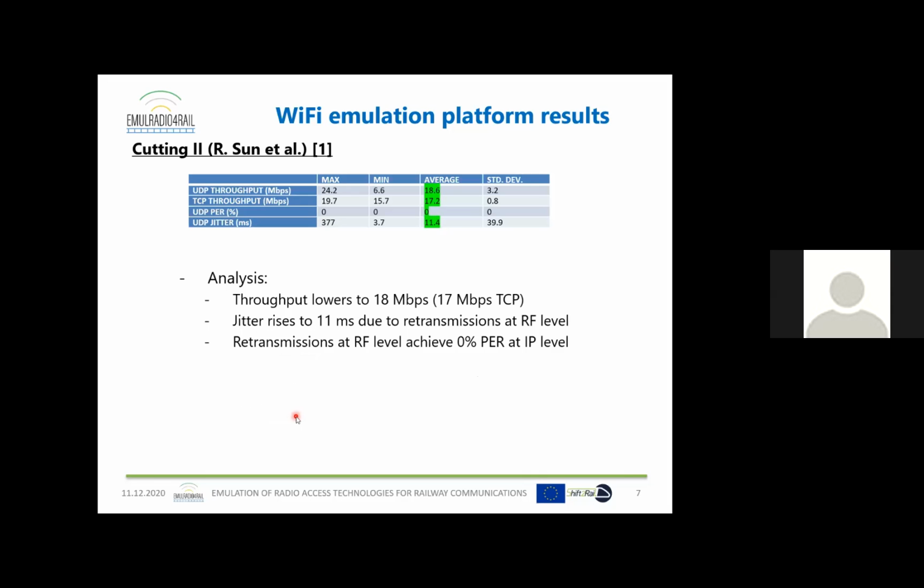Once we start programming these channels, which have a multipath effect and so on, into the channel emulator, we see that the throughput lowers, both in TCP and UDP.